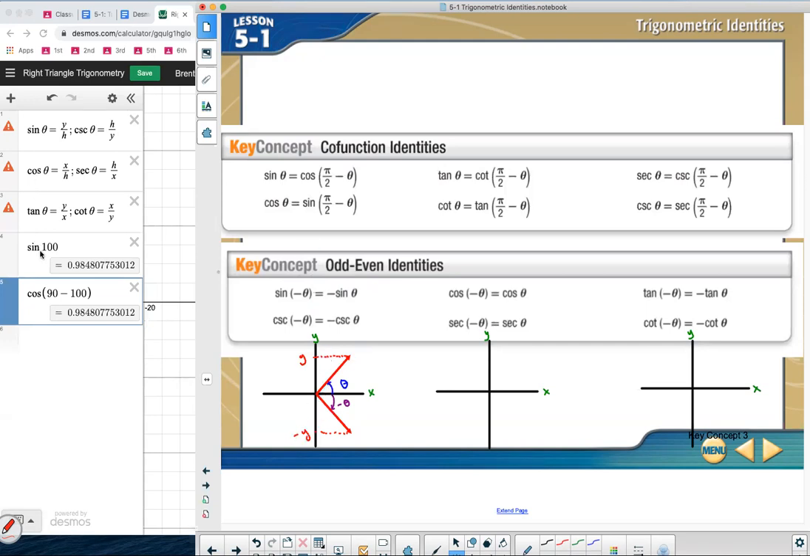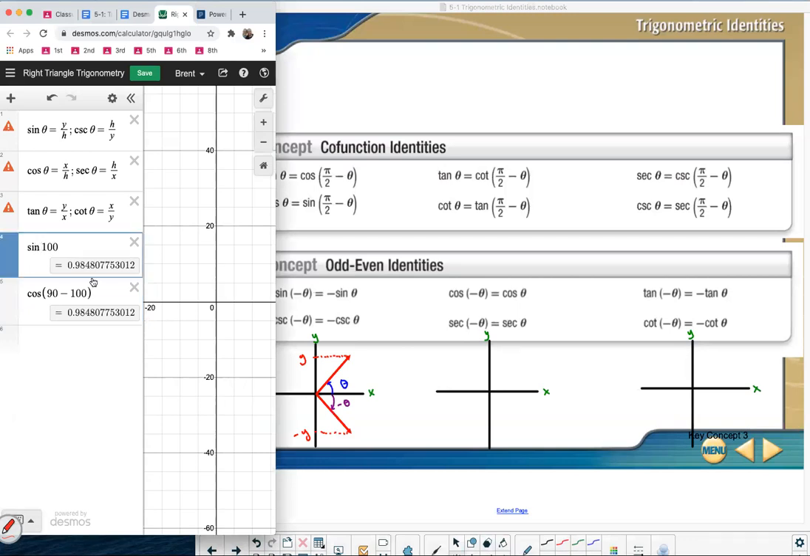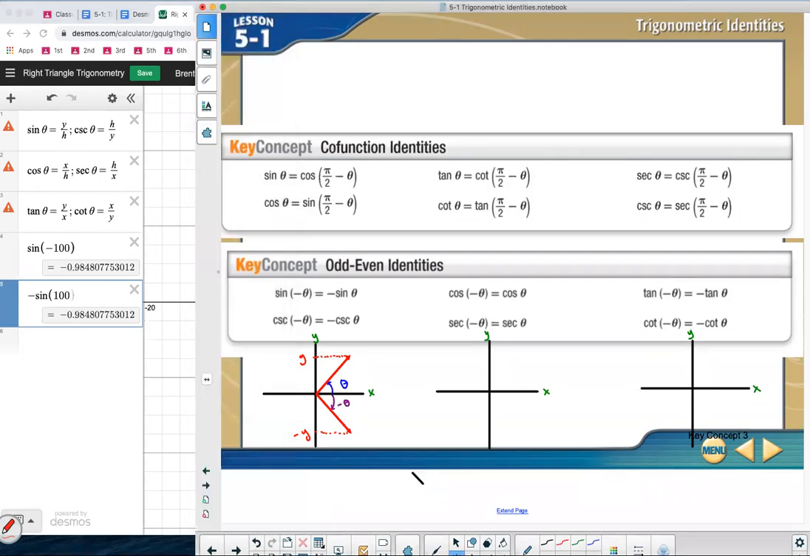So let me show it to you. Sine of 100, let's make it a negative 100. Sine of negative 100 is exactly the same thing as not sine of positive 100, but a negative in the front. So a sine of a negative angle will give you the same values as if you took the positive angle, but then made the answer negative. Sine of a negative angle is the same as the sine of the positive angle with the negative out front. Notice those match.